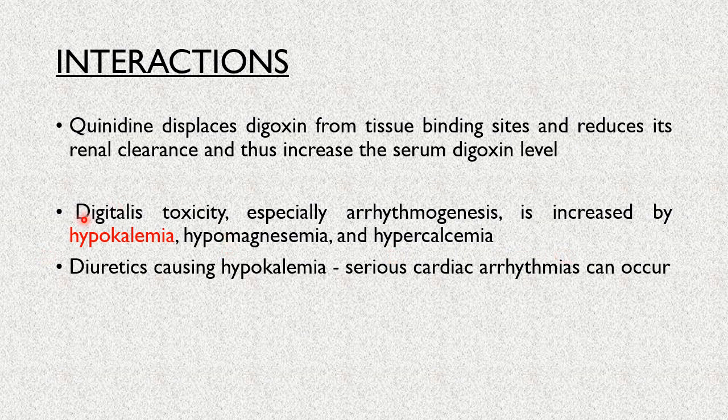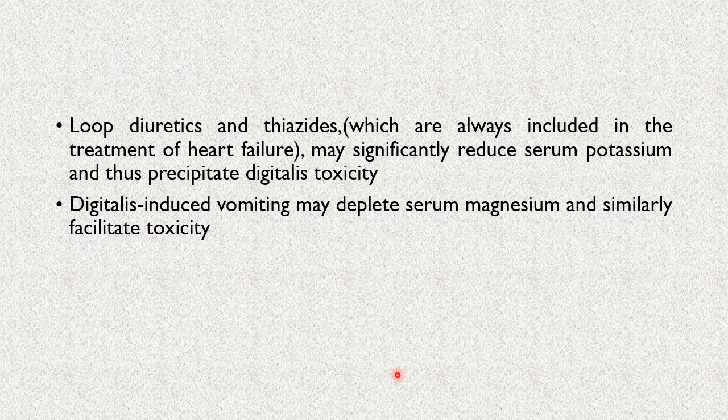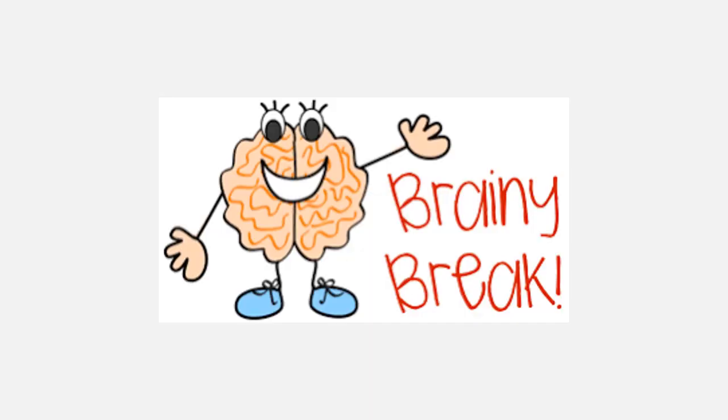And how can hypokalemia be produced? Obviously, if the patient is using diuretics, it will produce hypokalemia and serious cardiac arrhythmias can occur. And these diuretics will precipitate digitalis toxicity. And if the patient is having digitalis induced vomiting, we know vomiting depletes serum magnesium, and hypomagnesemia will also facilitate the digoxin toxicity. So the digoxin toxicity is increased by hypokalemia, hypomagnesemia and hypercalcemia.